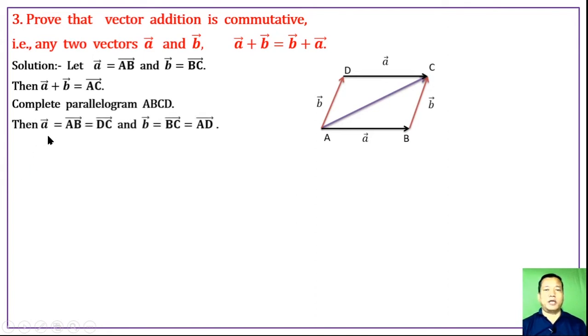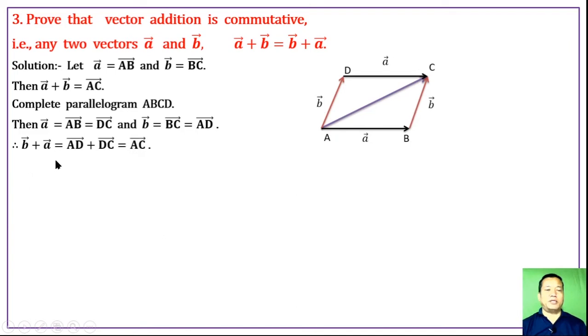Then, A vector is originally the directed line segment AB, and now it is also represented by the directed line segment DC, because AB and DC are parallel sides. Similarly, B vector, which was the directed line segment BC, is now represented by AD, because AD and BC are opposite sides of the parallelogram and parallel.